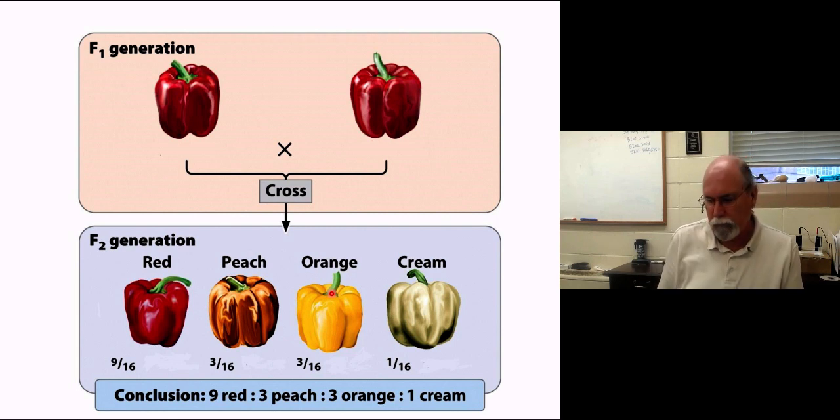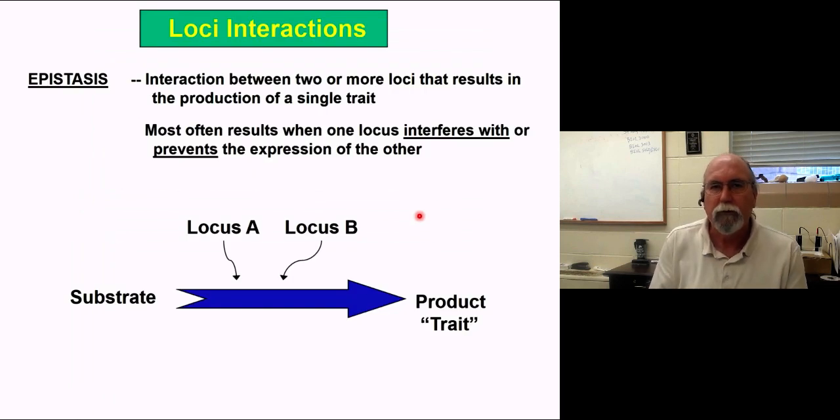So what's going on here is the question. What's going on is what is known as epistasis. Epistasis is defined as the interaction between 2 or more loci that work to produce a single trait. Classically, this has been defined as an interference because often, and we'll see some examples of this, one locus actually prevents the expression of the other.